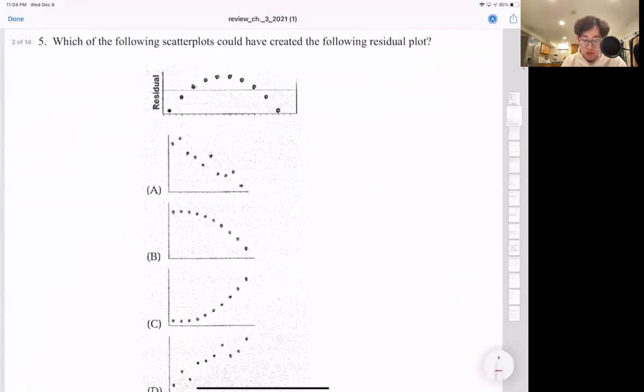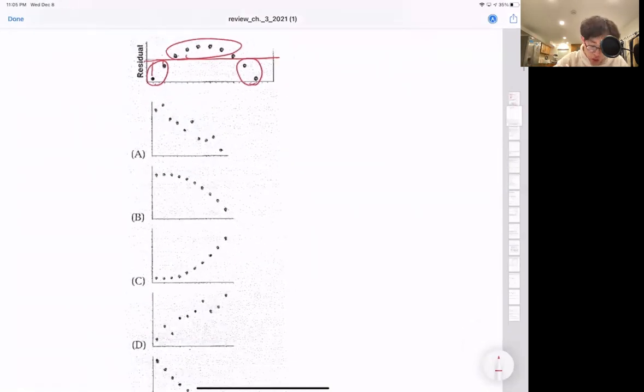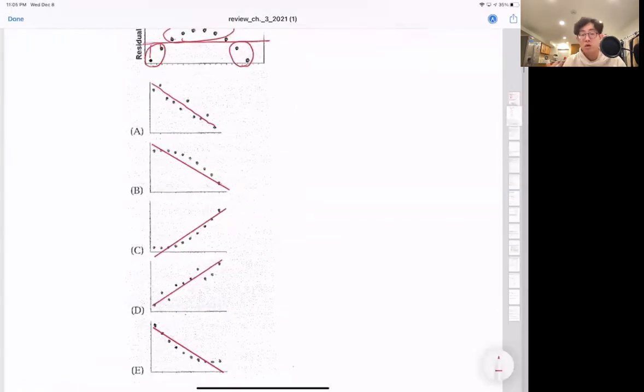All right, which of the following scatter plots could have created the following residual plot? So that's the residual plot. Please take note that these two dots down here fall below the line. Then in the middle, the dots are above the line. Then it goes down to having the dots below the line. So draw the best line of fit for all of these. I'm doing the best that I can, but something may look something like this. Okay, so those are your best lines of fit.